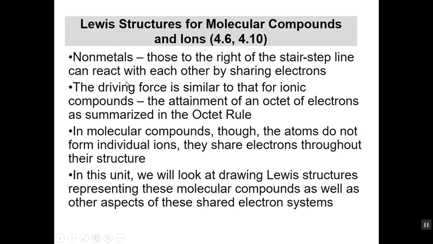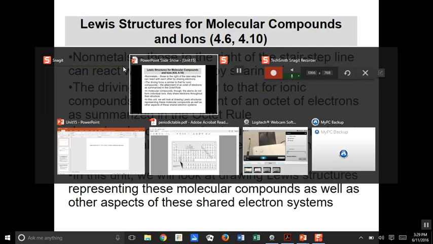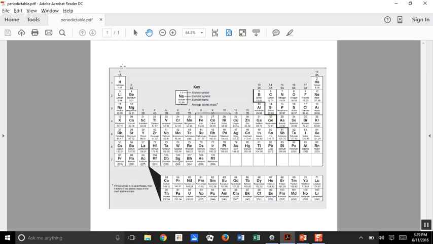So go back for just a minute and recall your periodic table. If I look at my periodic table, we have this stair-step line coming down, and that stair-step line tells me the separation between metals and nonmetals. Our discussion on ionic compounds dealt with metals and nonmetals going together. That was a transfer of electrons we were looking at. In reality, they don't transfer completely, but we like to think of it that way.